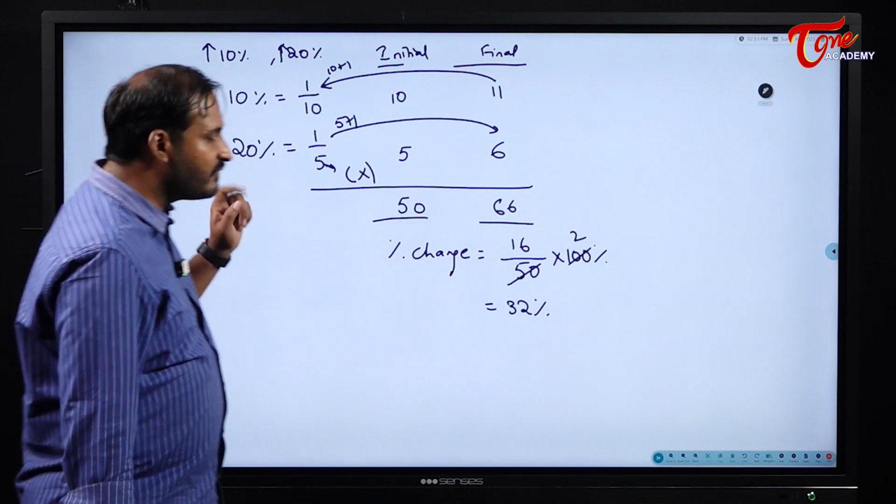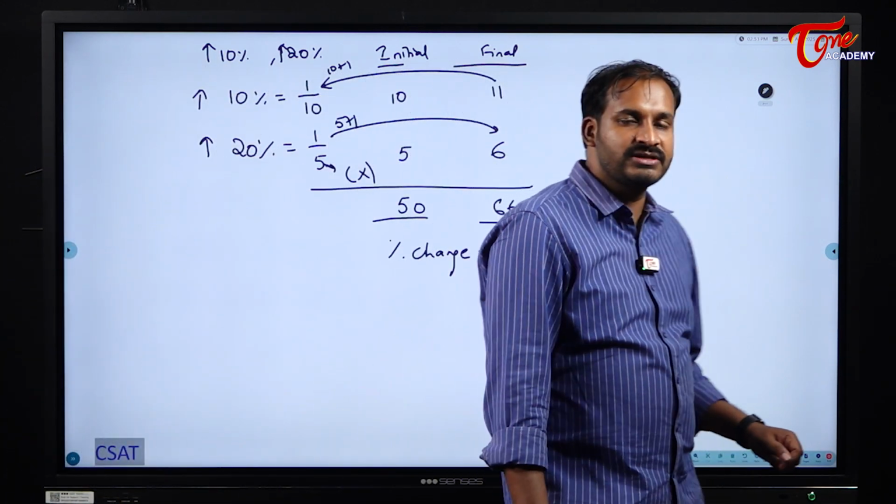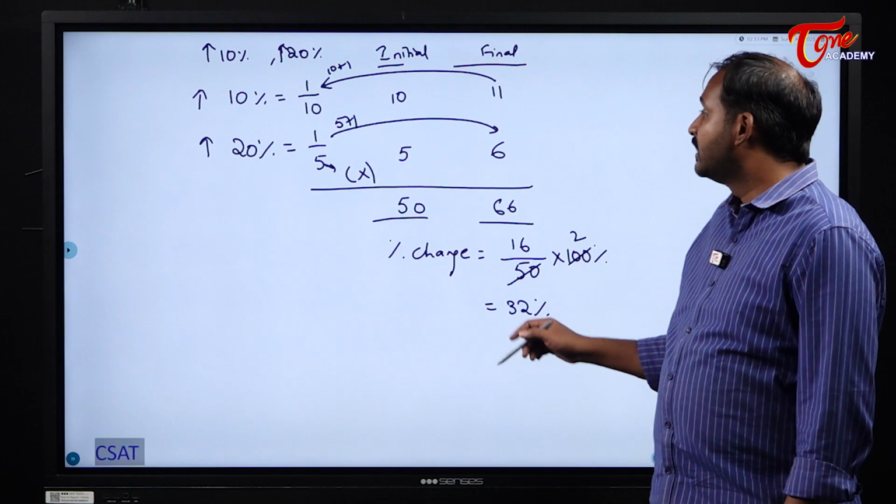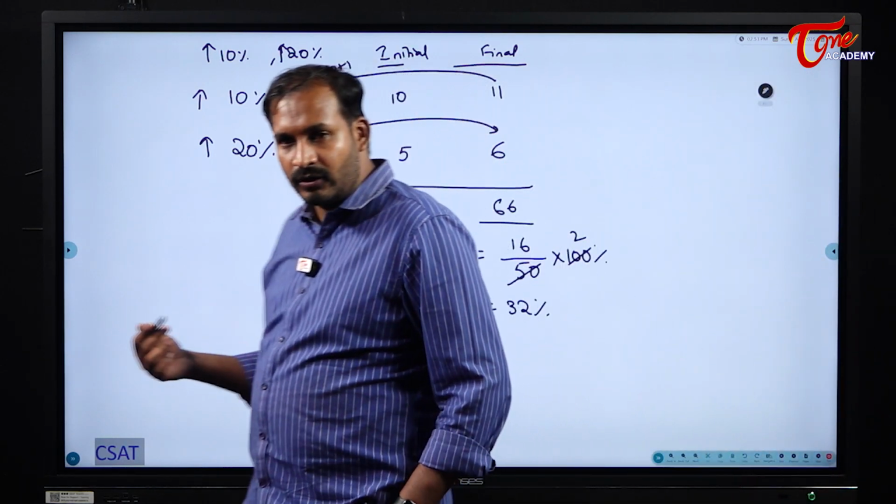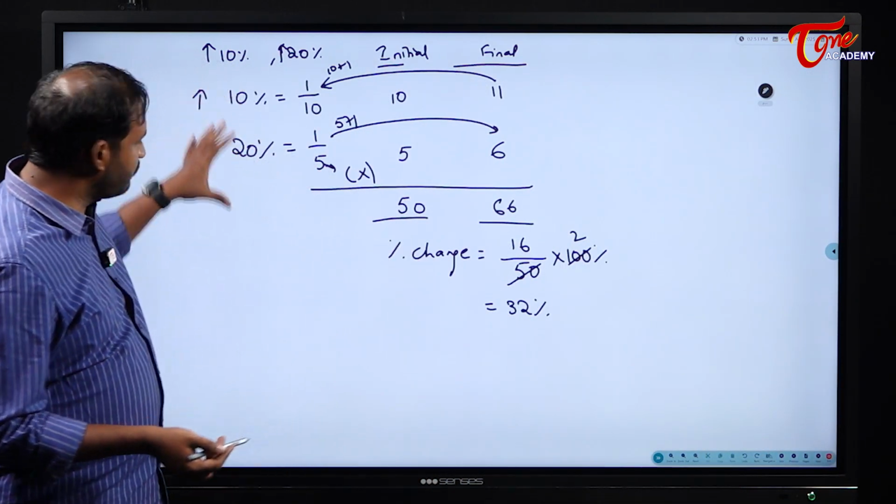But what is the advantage of following this method? See here students, if the change is for 3 times or 4 times, then you can write it only for once and then write.